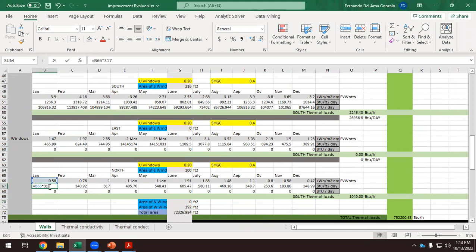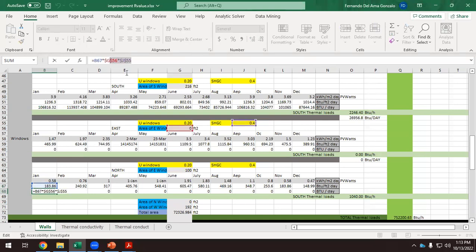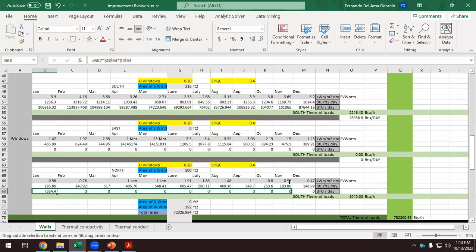and this one is always converting units. It's the cell times 317, and this one I have to change. So it's this cell times the area of the windows times the solar heat gain coefficient. And if I want to drag these numbers, I need to type dollar, dollar, dollar. There you go.